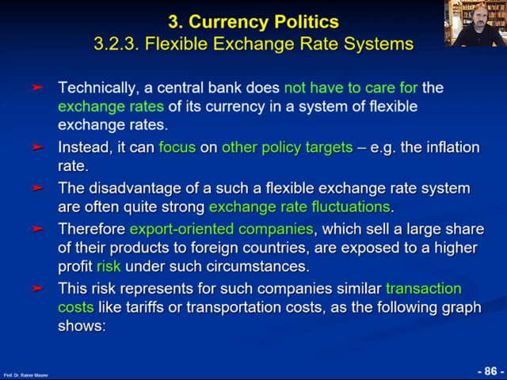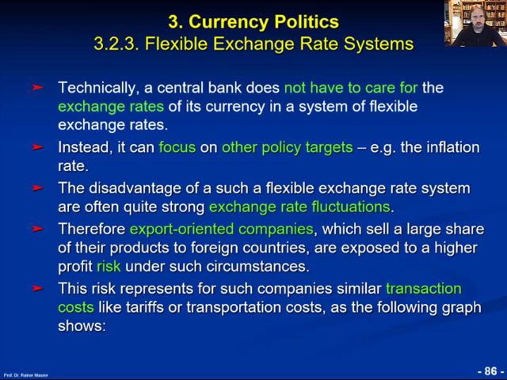In a system of flexible exchange rates, as it has emerged after the breakdown of the Bretton Woods system, a central bank does not have to care for the exchange rate of its currency. Instead, it can focus on other policy targets, for example, the inflation rate. The disadvantage of such a flexible exchange rate system are often quite strong exchange rate fluctuations.